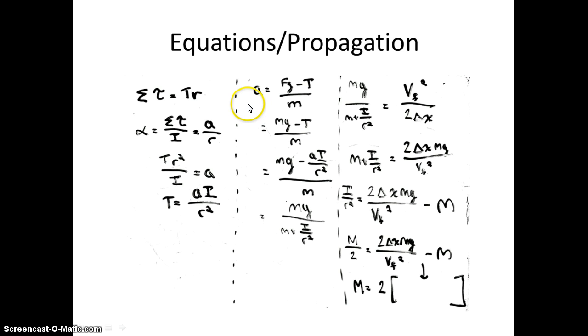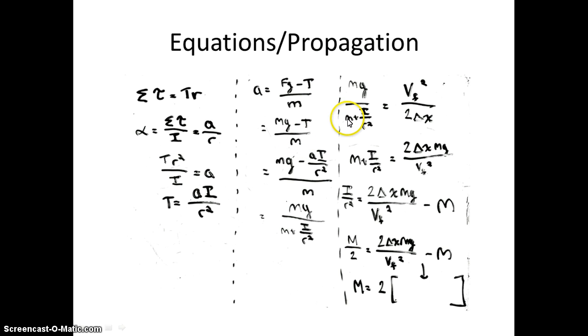Now from our basic kinematics, you get a equals the force of gravity minus tension over m, which is just the sum of the forces over m. And that would give you (mg minus T) over m. But over here we had T as a I over r squared. And once you simplify that, you get (mg minus a I over r squared) over m, and then you can simplify that further to a equals mg over (m plus I over r squared).